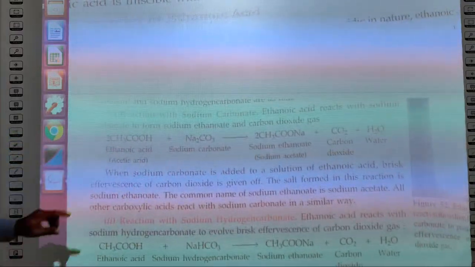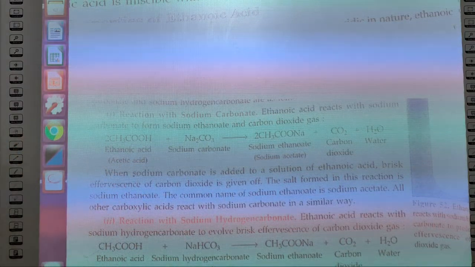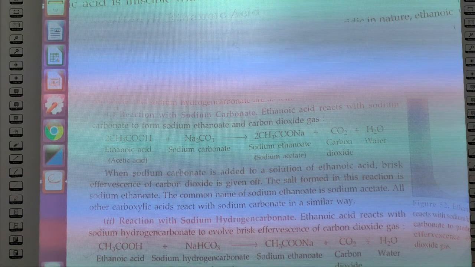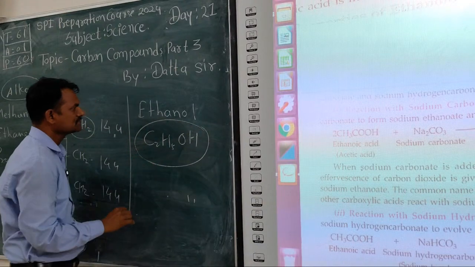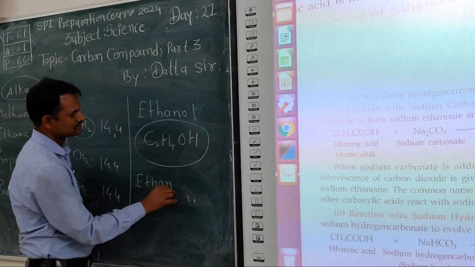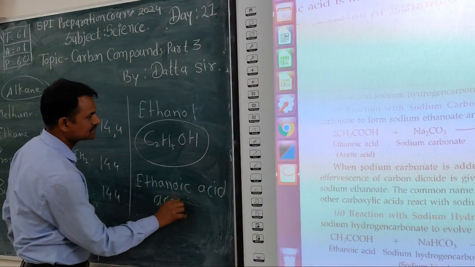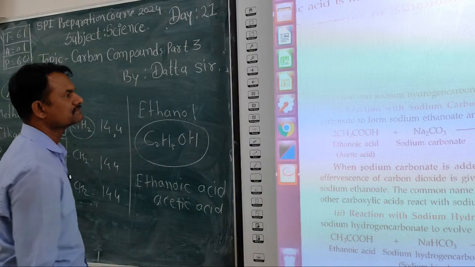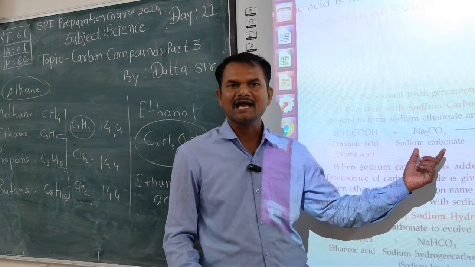Now the reaction with sodium carbonate, ethanoic acid. Two compounds are very important: ethanol, C2H5OH, whose chemical properties we have seen, and ethanoic acid, also called acetic acid. Now the reaction of ethanoic acid with sodium carbonate.